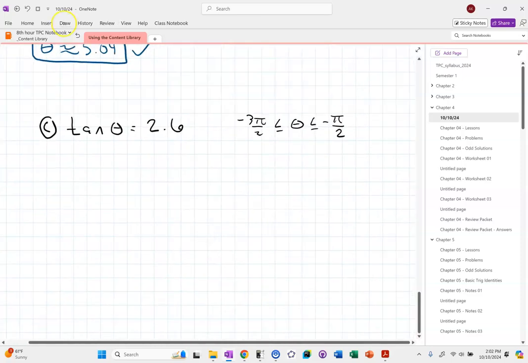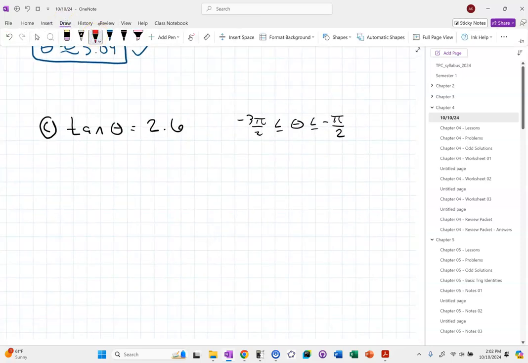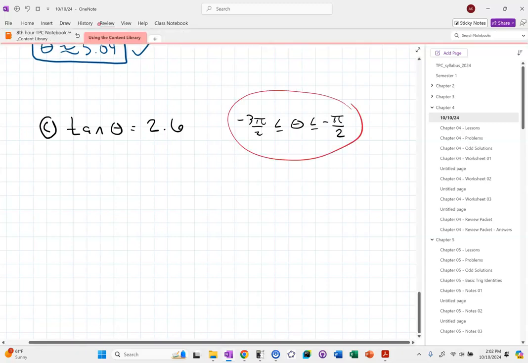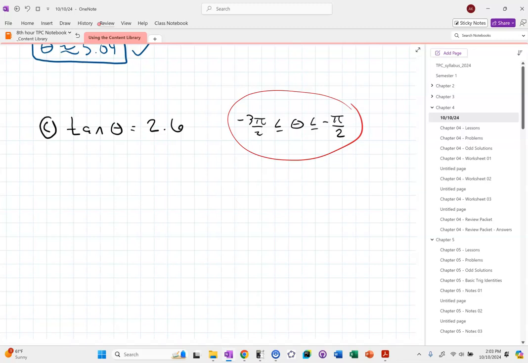So here we have tan theta equals 2.16, where theta is between negative 3 pi over 2 and negative 1 pi over 2. This part is really important here. What do you notice that's different about this part than the previous ones? My answer is going to be a negative number. If it has to be between negative 3 pi over 2 and negative pi over 2, I have to be getting a negative number.